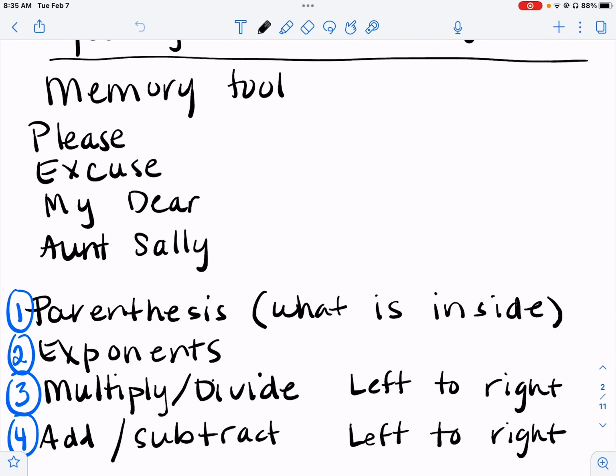So we have a memory tool called Please Excuse My Dear Aunt Sally. The P stands for parentheses. That means you do what's inside first. The E stands for exponents. Multiply and divide is next from left to right. Add and subtract is left to right. And that's the order that you work problems.